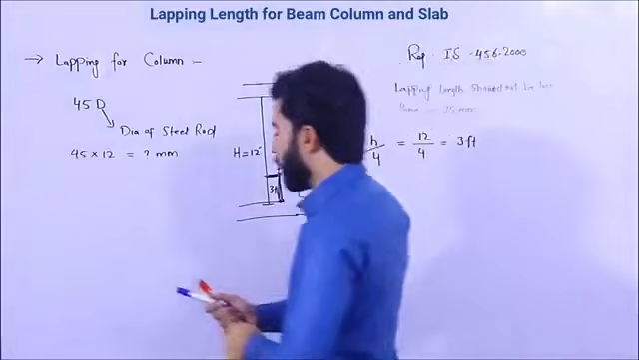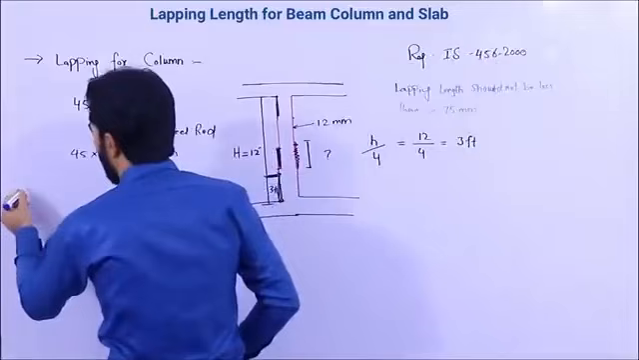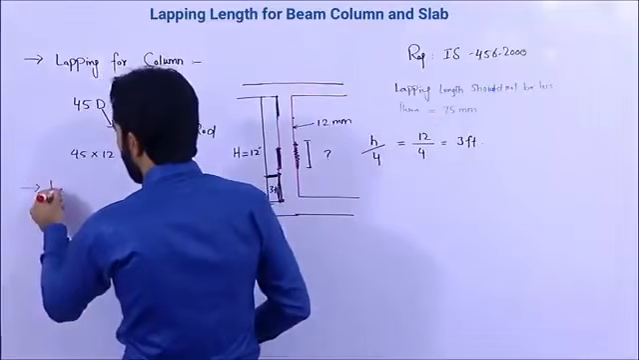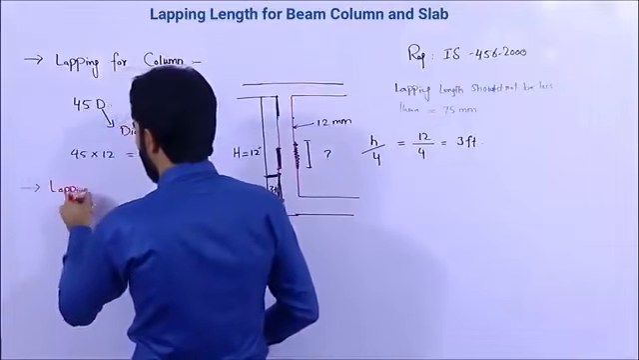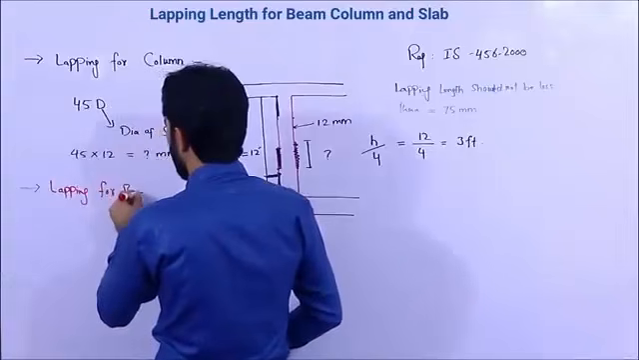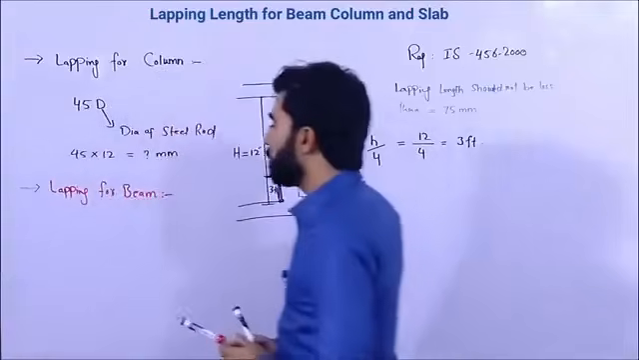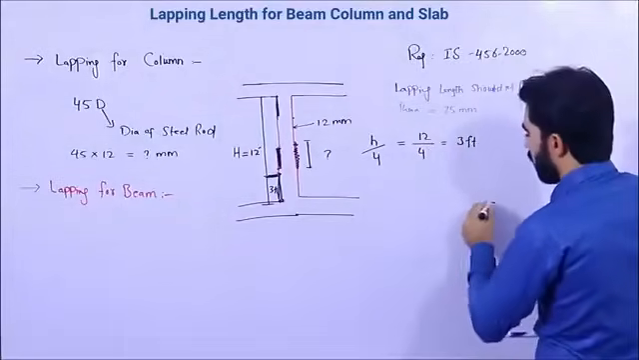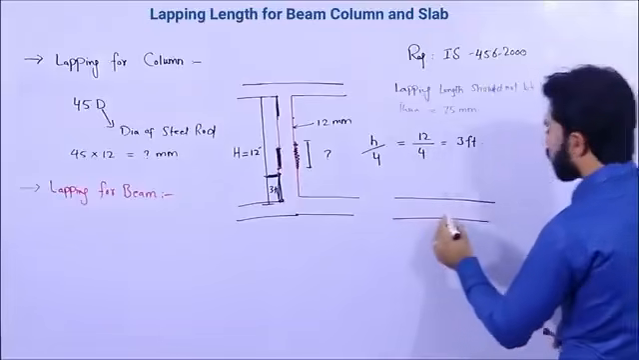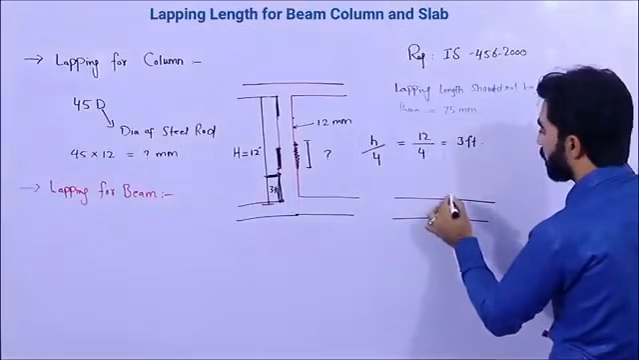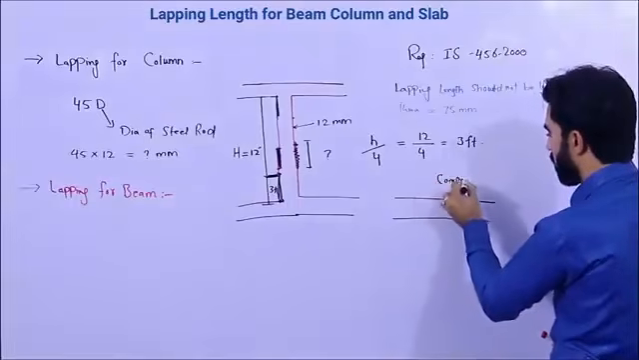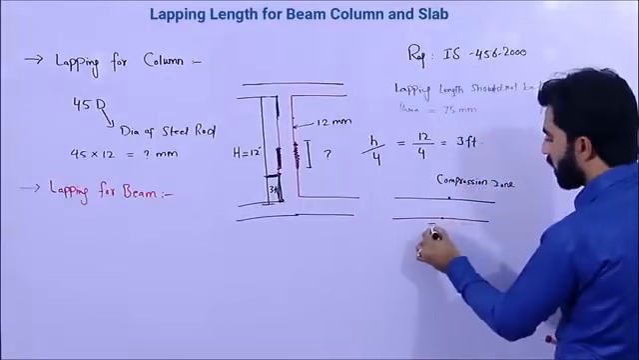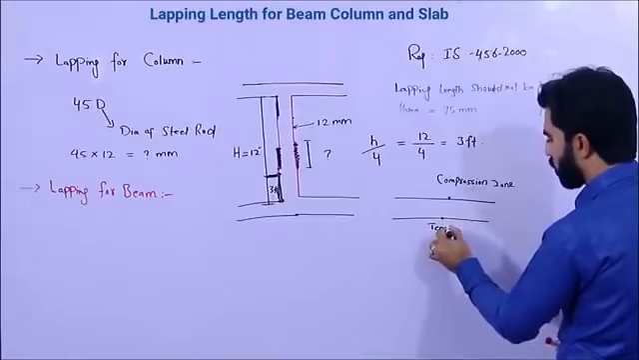Now come to beam. So this is the first one. The second one is beam. So lapping length for beam. Remember, guys, in beam we have two portions. Let me show you in long section. The top portion, this is the compression zone. And the bottom is the tensile zone or tension zone.